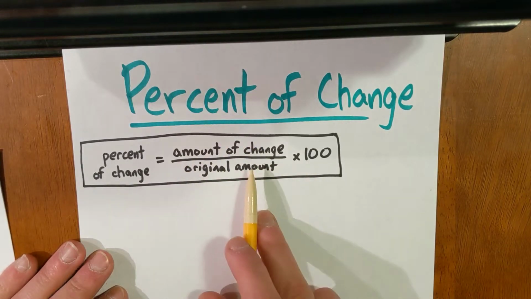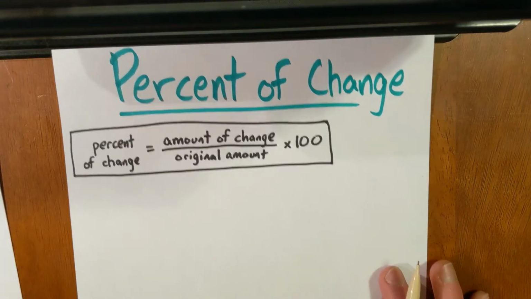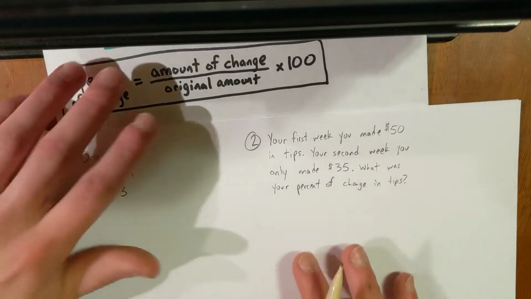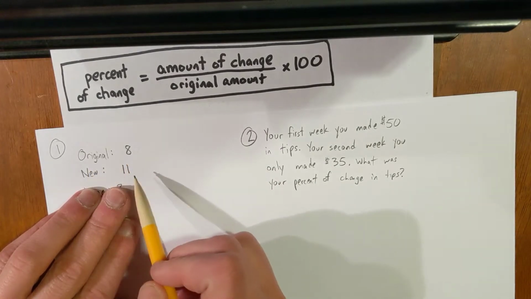Okay, when doing this fraction or doing this division, it's going to give it to us as a decimal, and we have to change it to a percent by multiplying by 100. So we're going to look at two problems. Let's take a look right here. The first one we're going to do is going from 8 to 11.